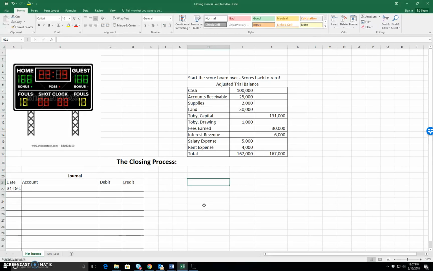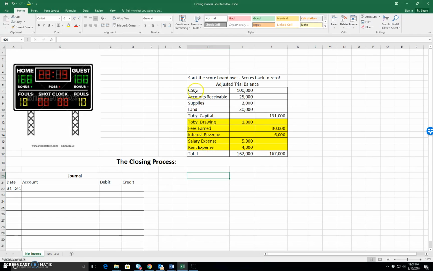It's just like a scoreboard after a football game. You zero out the scores to start the next game. So likewise, we want to zero out some of our accounts to start the next period. The ones that we want to zero out are called our temporary accounts. These are the only accounts that go back down to zero for the next period. We call these temporary accounts.